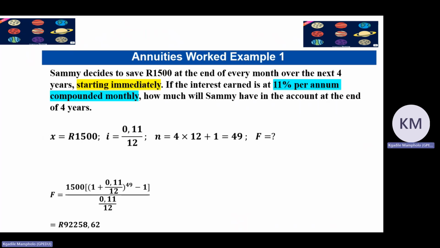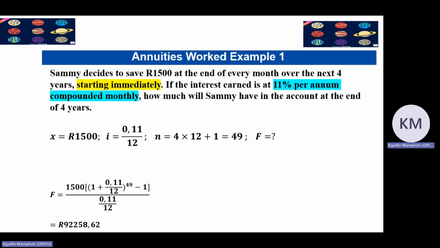Let's collect our data here. So obviously you see that the fixed payment is 1,500. Then you change R to I: 11%, you say 11 over 100, then it's 0.11, then you divide it by 12, which is our compounding period. And then N will be 4 times 12, so we are converting the time to months. Remember, 4 times 12 is 48.